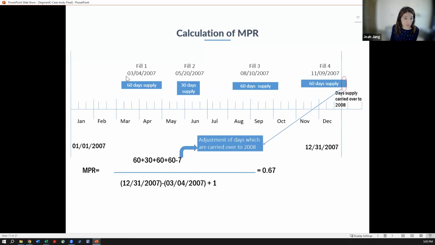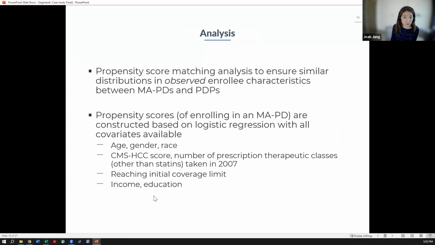So this diagram shows this patient started statin fills on March 4th. This is the first fill. So we count the total days in 2007 from March 4th here in the denominator. The numerator is simply summing up these days supplied, 1, 2, 3, 4, and the portion that carries over to 2008, we subtract from the sum of days supplied. That was our MPR measure.